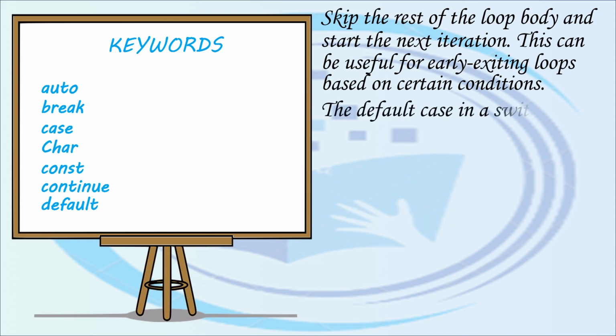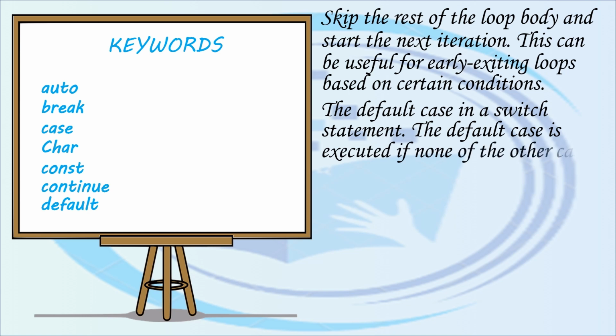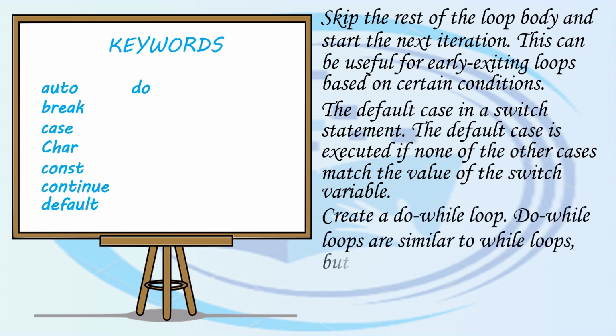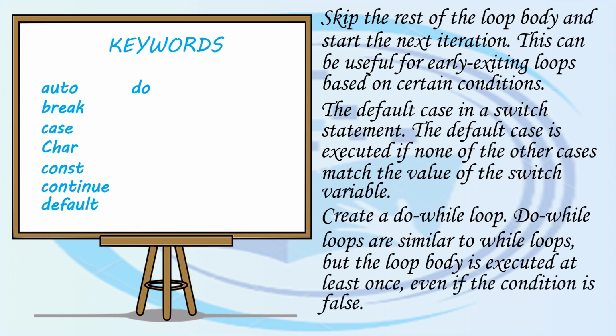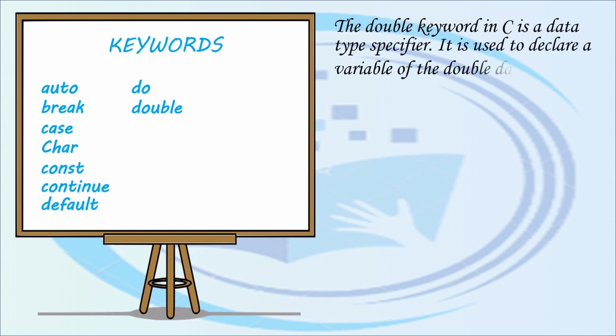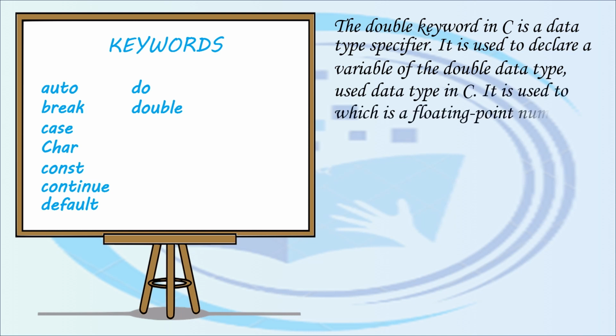Default: the default case in a switch statement. The default case is executed if none of the other cases match the value of the switch variable. Do: create a do-while loop. Do-while loops are similar to while loops, but the loop body is executed at least once, even if the condition is false. The double keyword in C is a data type specifier. It is used to declare a variable of the double data type, which is a floating point number.